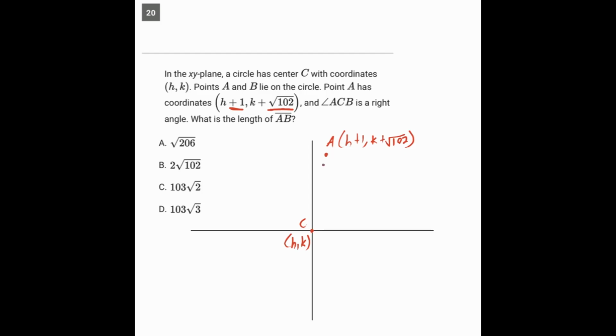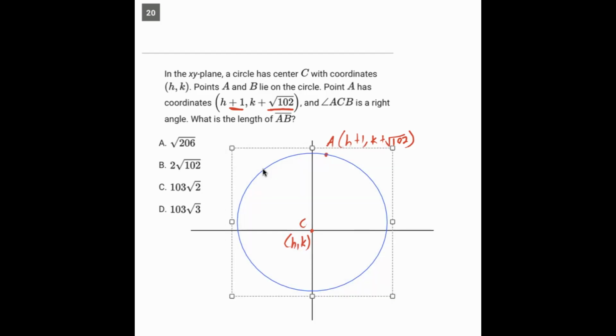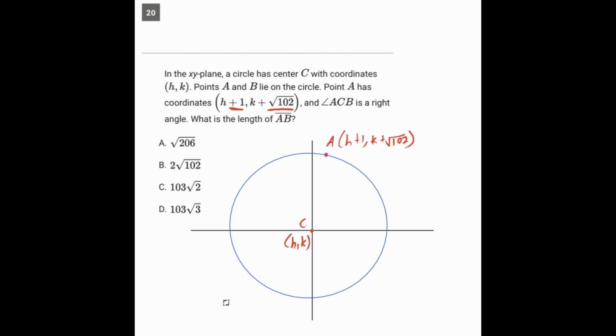So now that we have the center of the circle and a point on the circle, we can imagine a circle that fits that space. And it'll look something like that. And for this circle, we know the length of the radius. Let's just stretch it out a little more in this direction so it's not as lopsided. Okay, so we know the length of AC, or we can figure out the length of AC. So that's this segment right here.